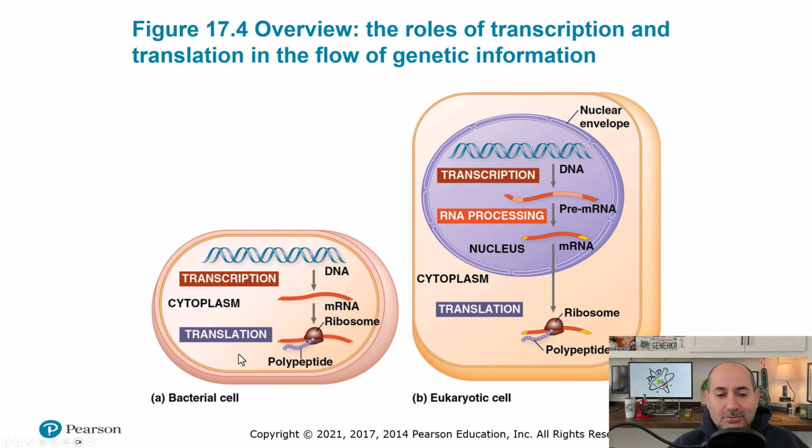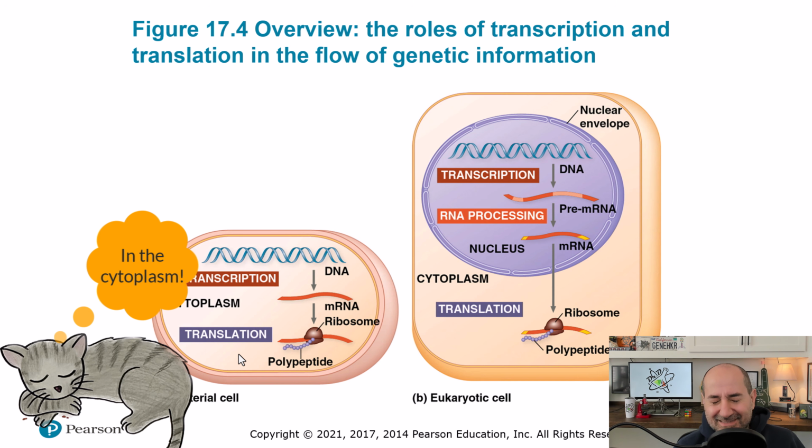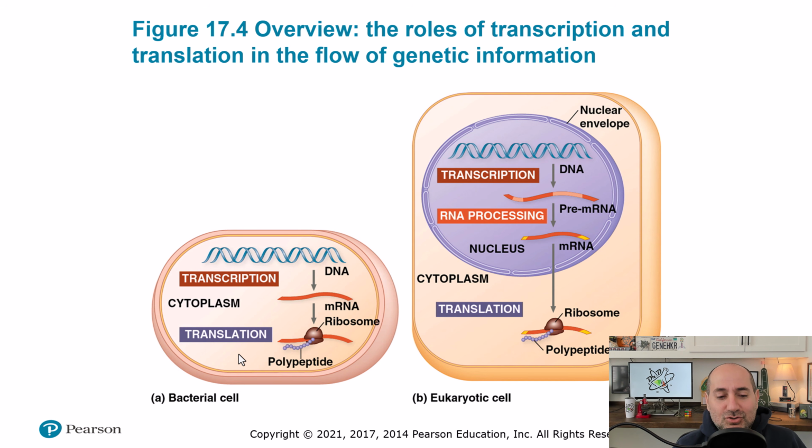So if I asked you, where does transcription and translation occur in a prokaryotic cell, what would you say? Right, as always. I hope you beat him. Transcription and translation occur in the cytoplasm in prokaryotic cells, right? And that makes sense. The DNA is in the cytoplasm, the ribosomes are in the cytoplasm, everything's in the cytoplasm. So the entire process of gene expression occurs in the cytoplasm, right?